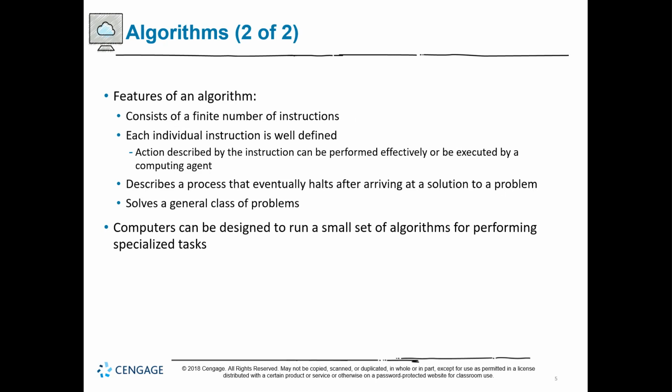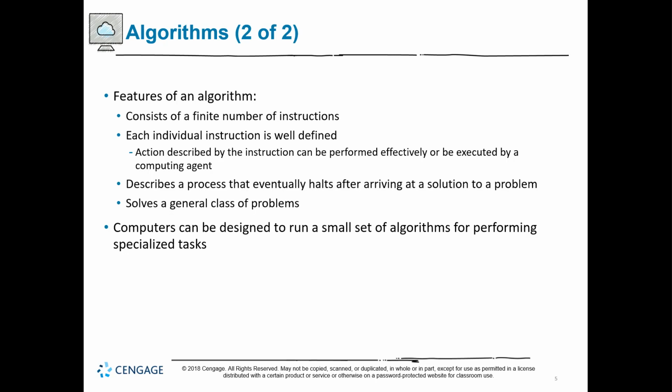So features of an algorithm consist of a finite number of instructions, the steps. Each individual instruction is very well defined. The structure is organized and agreed upon. Actions described by the instructions can be performed effectively, or be executed, by a computing agent. That will be the actual computational device. We will be describing a process that eventually halts after arrival at the solution. After the execution of the program or steps, a final solution should be there.